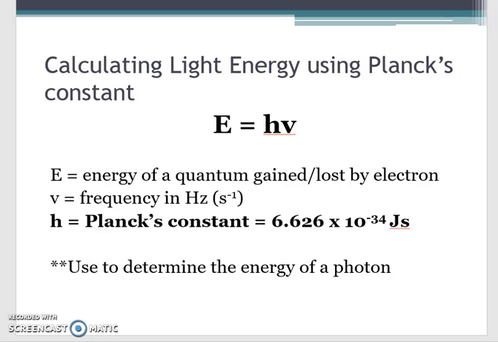So we're going to do a few practice problems. This is looking at calculating light energy using Planck's constant. So Planck, again, was responsible for identifying a quanta of energy, which we look at as a photon, which is a packet of light energy. So the equation to calculate the energy of a photon is going to be E equals hv, or E equals Planck's constant times the frequency of the light. So let's do a few practice problems together.